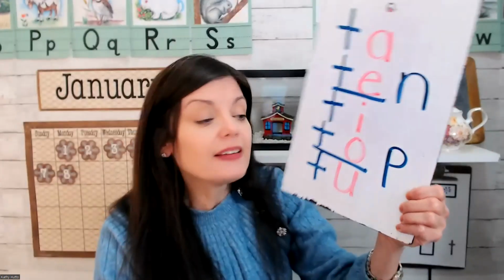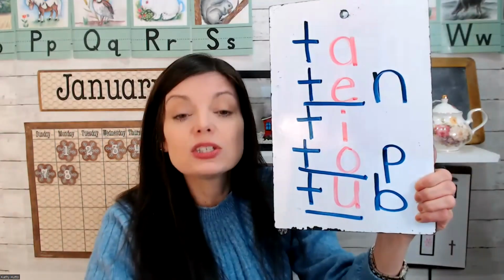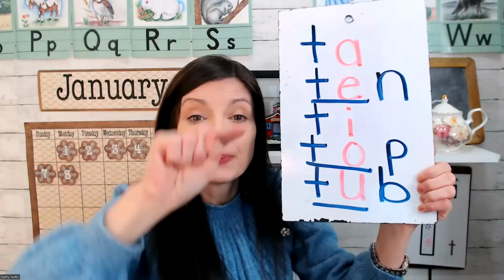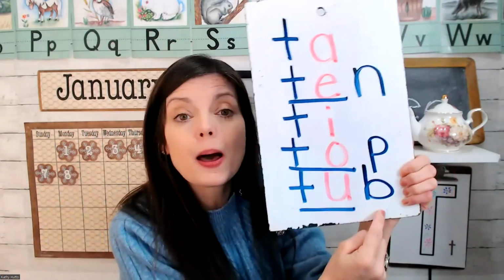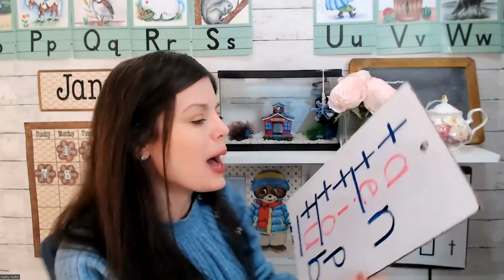Tu. Let's put a letter B at the end. Tu, B says b, b, b, like popping bubbles. Tub, tub, tub, like the bathtub.